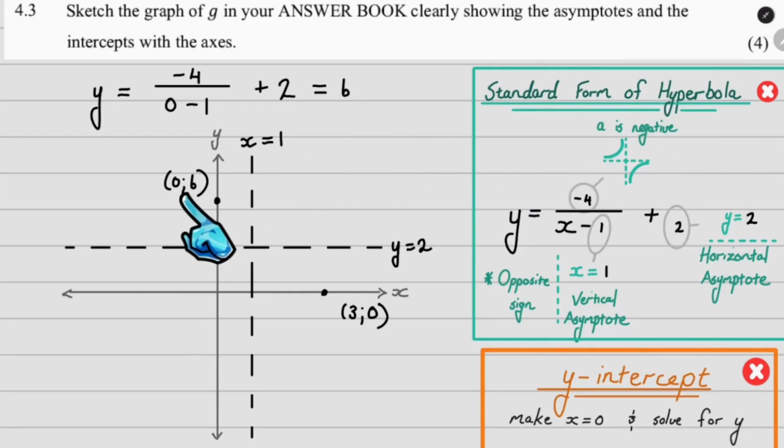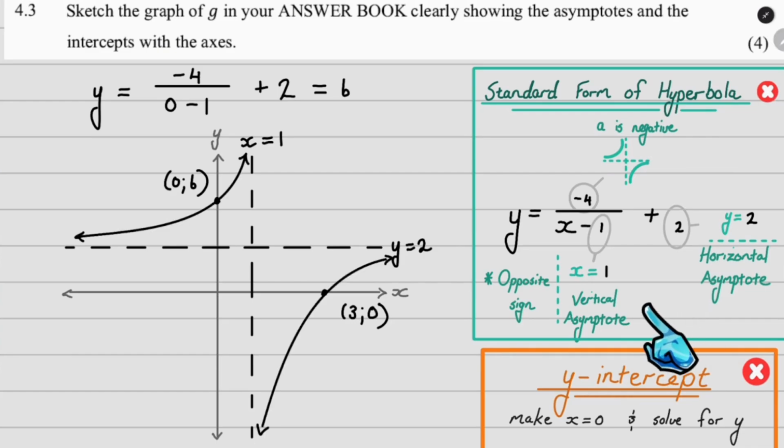And then I just need to clearly label that on the graph. You can see it's going to sit above this y equals 2 because it's y equals 6. And now I'm going to draw my hyperbola in. And then we are officially done. We've sketched what they asked for. We labeled what they asked for.